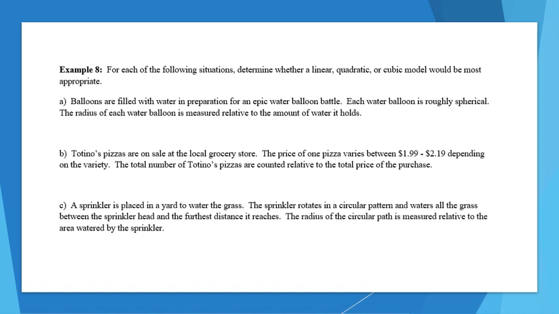Example 8, for each of the following situations, determine whether a linear, quadratic, or cubic model would be most appropriate. So the first one here, balloons are filled in with water for an epic water balloon fight. Each water balloon is roughly spherical. The radius is measured relative to the amount of water it holds. So we're looking at the radius relative to the amount of water it holds. This is another fancy way of saying the volume of the water balloon. So we're looking at the radius to the volume, which is going to be talking about volume. So this is going to be a cubic model that would be most appropriate.